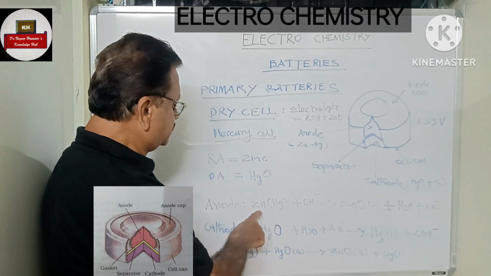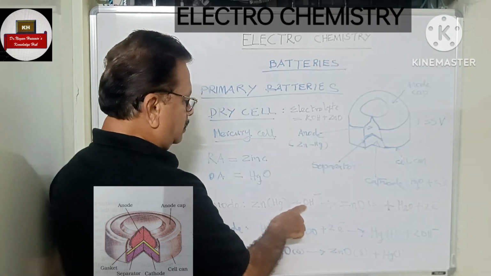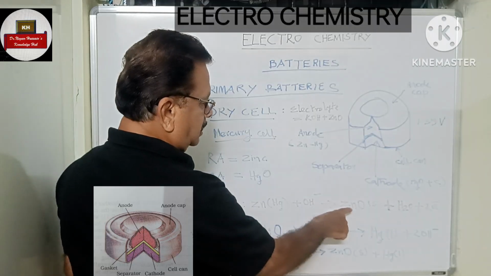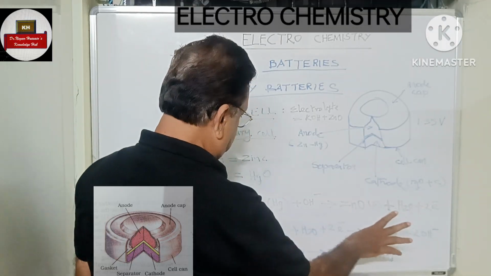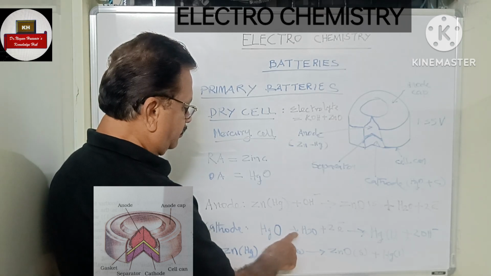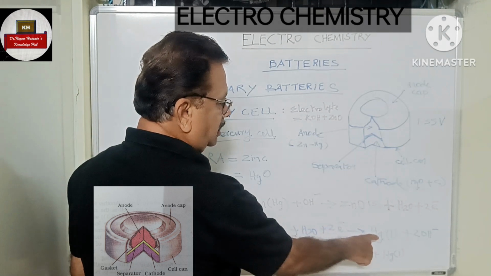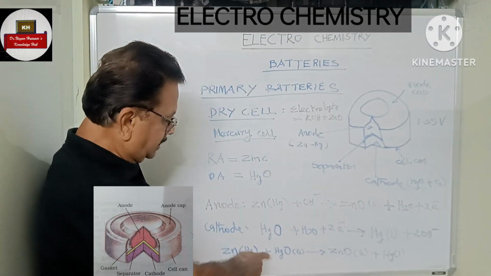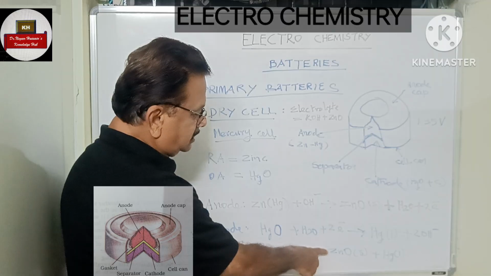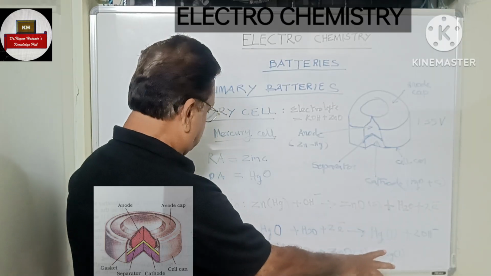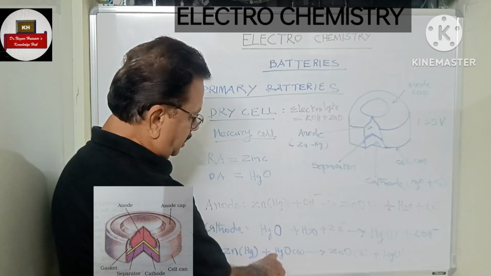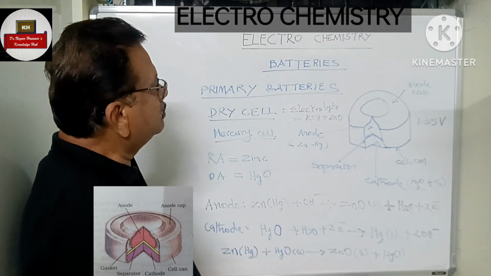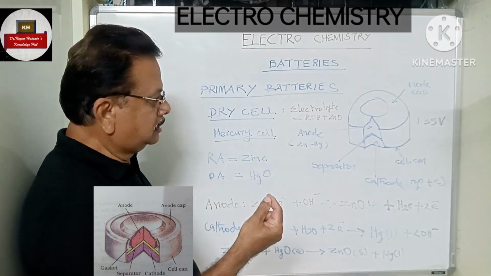The reaction at the anode is zinc amalgam plus OH-, which we can take from the electrolyte, giving zinc oxide plus water plus 2 electrons. At the cathode, mercuric oxide plus water plus electron gives mercury plus 2OH-. The overall reaction is zinc amalgam plus mercuric oxide solid giving zinc oxide solid plus mercury. The mercury goes from oxidation state 2 to being reduced to oxidation state 1. So what we get from here is 1.35 volt.